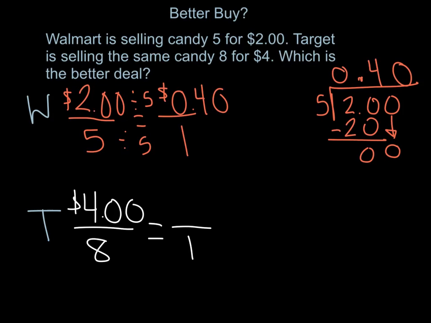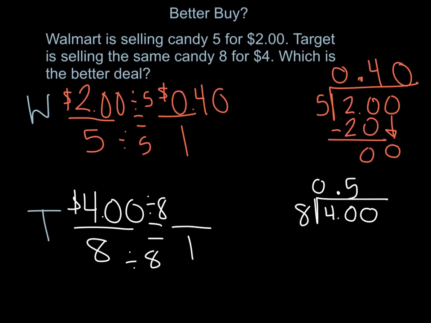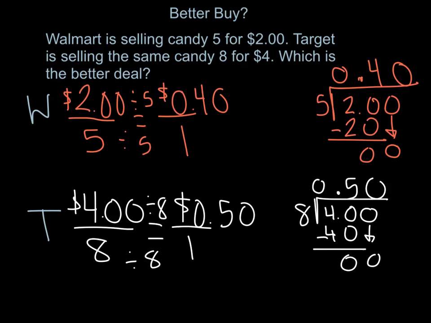At Target, we have to divide 8 by 8 to get to 1, and the same to the numerator. Set up our division problem. $4 goes on the inside because it's first, and $8 on the outside. Place our decimal. 8 does not go into 4. It goes into 40 5 times. 5 times 8 is 40. We subtract to get 0. Bring down our other 0. 8 does not go into 0, so we bring 1 up. So Target is selling the same candies for 50 cents each.